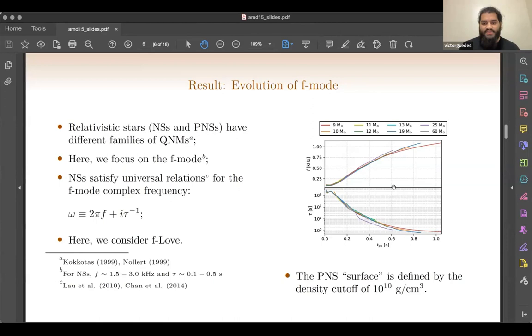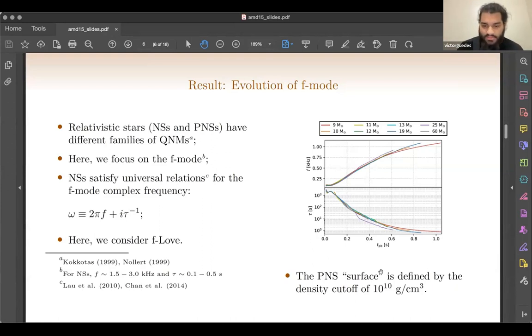So here on the right, I'm showing the numerical results for the frequency and the damping time, which correspond to the real and imaginary part of the complex frequency for the f mode. These results are for the protoneutron stars that we have, and we see that the frequency and the damping time are respectively lower and much higher than the cold neutron star counterparts that I'm showing here in the footnote.